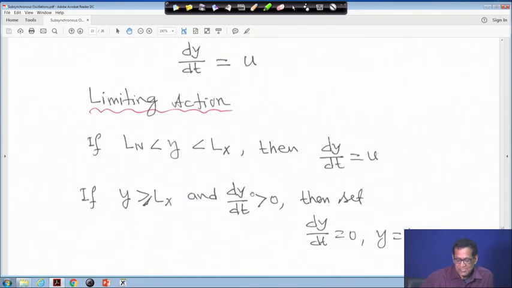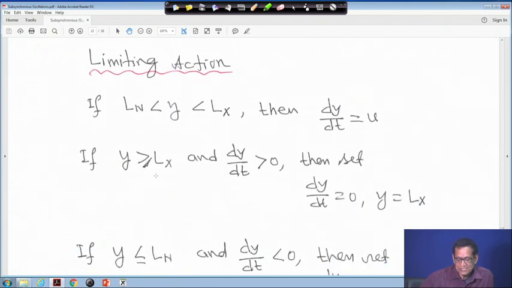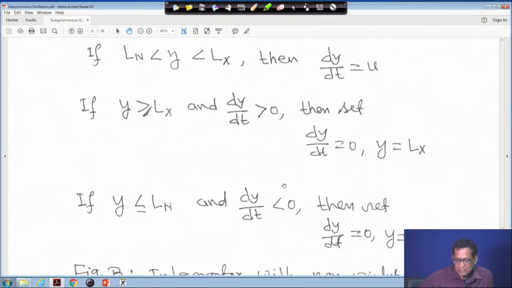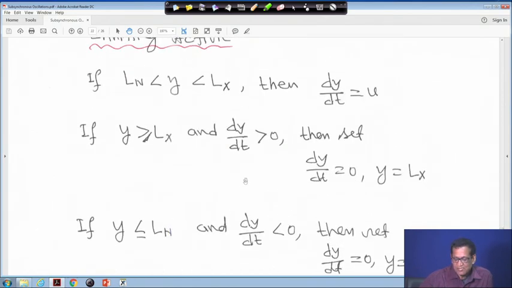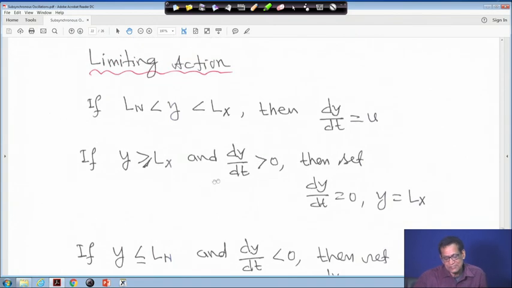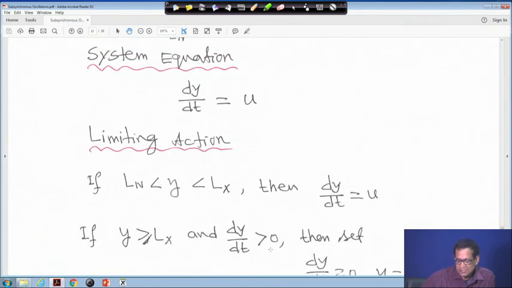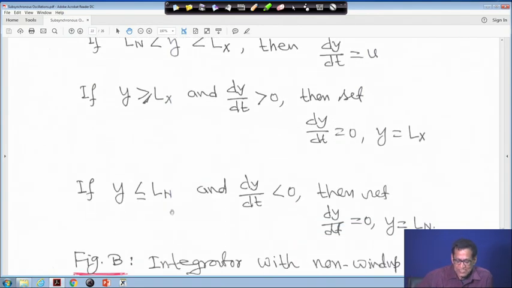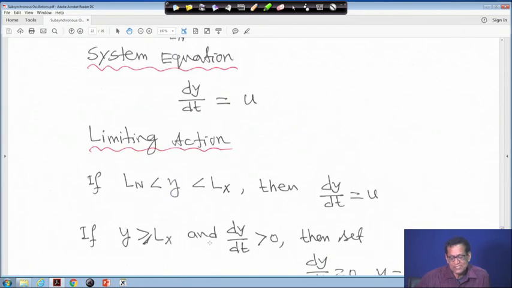Now, if y is greater than or equal to Lx, and dy dt is greater than 0, that is positive, then you set dy dt equal to 0 and y equal to Lx. So, this is another constraint. Similarly, if y is less than or equal to Ln and dy dt is less than 0, then again set dy dt to 0 and y equal to Ln. So, this is your non-Windup limit.